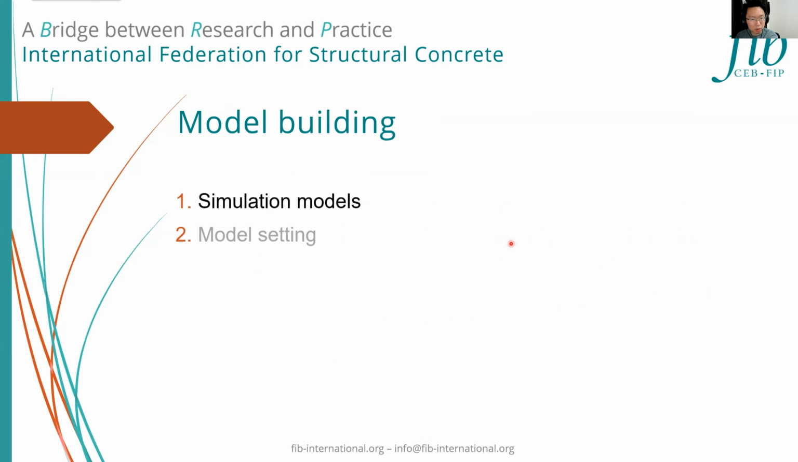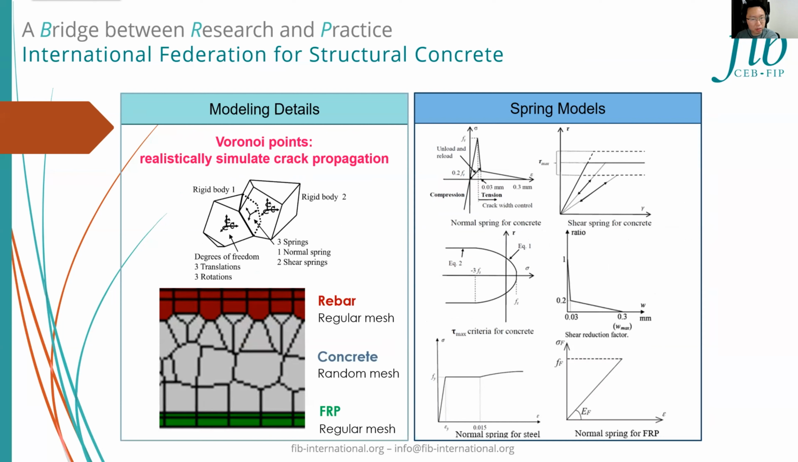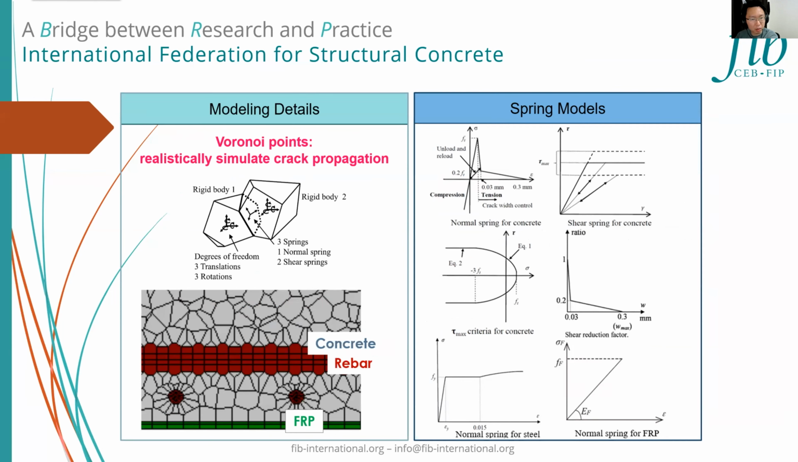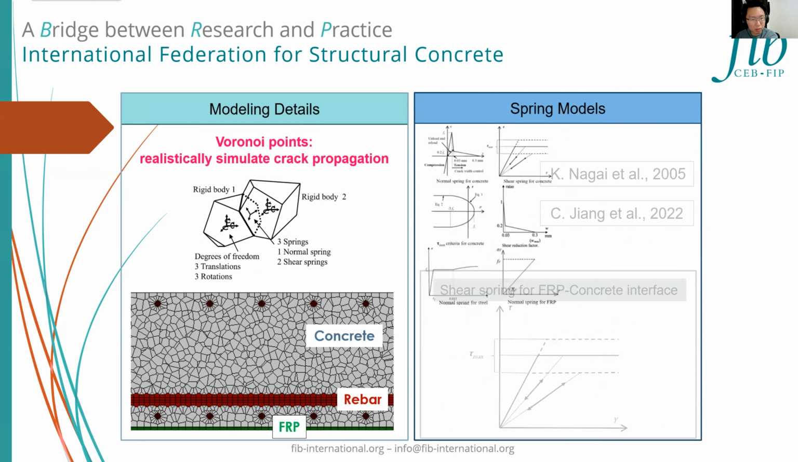Firstly, I will introduce my model building. On the left are the model details. By using Voronoi points, the concrete is meshed into randomly shaped elements in RBSM. It enables consideration of the heterogeneous property of concrete by incorporating the internal features. The normal and shear springs in the constitutive model for the element are shown on the right. These works were done by previous researchers.